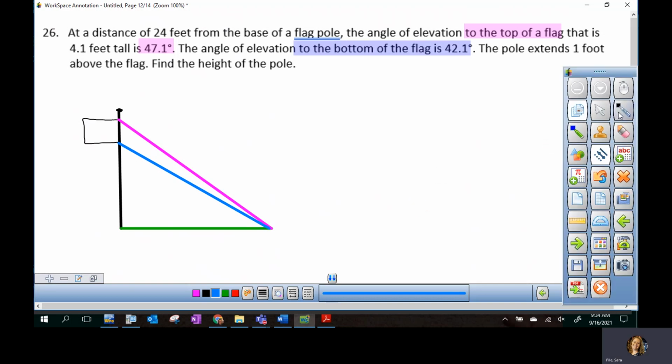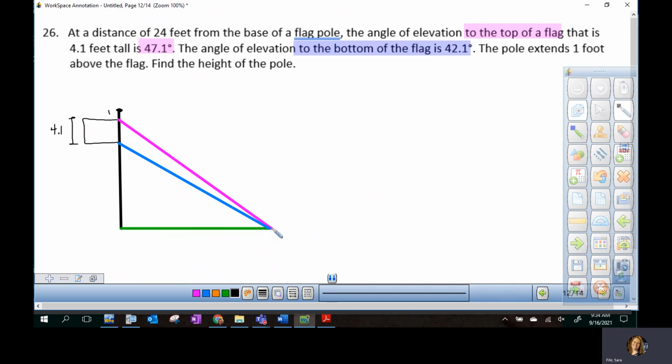The difference is the flag itself is 4.1, and this little piece here is 1, right? So if you used the blue hypotenuse, you did it to the bottom of the flag. When you find this opposite side of this angle, you're only finding the pole up to here. So what are you going to have to do afterward? If you know the length of the pole up to here, what are you going to do? You have to add the 4.1 and the 1, right? To get the total height of the pole.